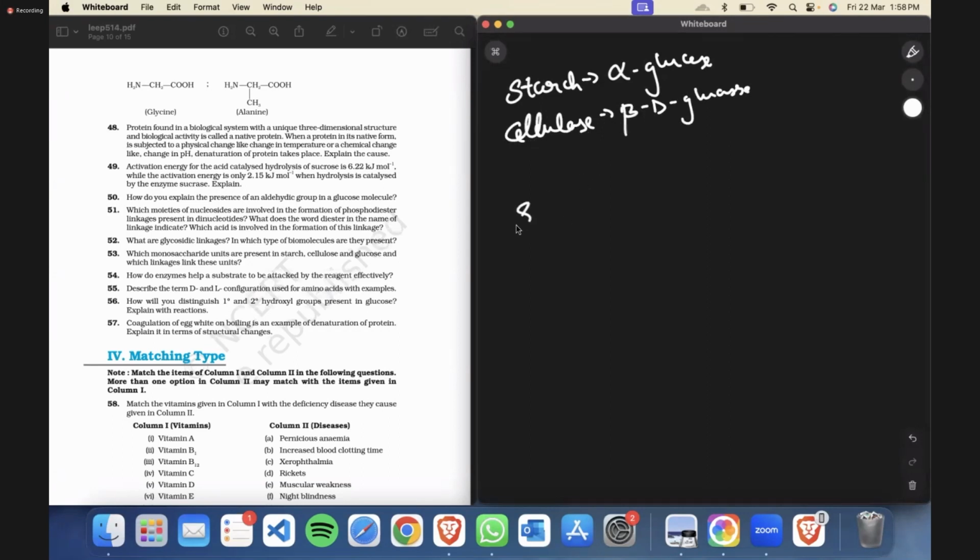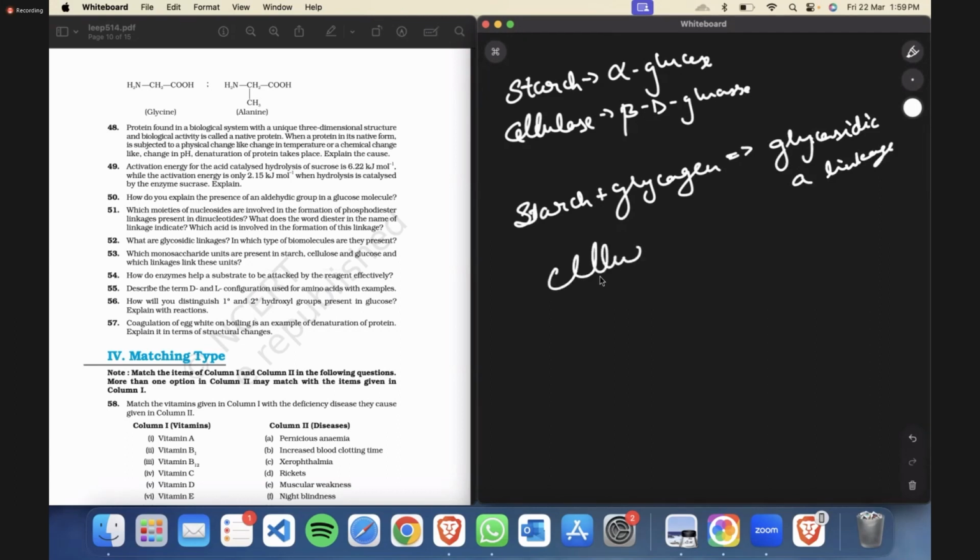So starch plus glycogen has glycosidic alpha linkage. Meanwhile, cellulose has beta linkage.